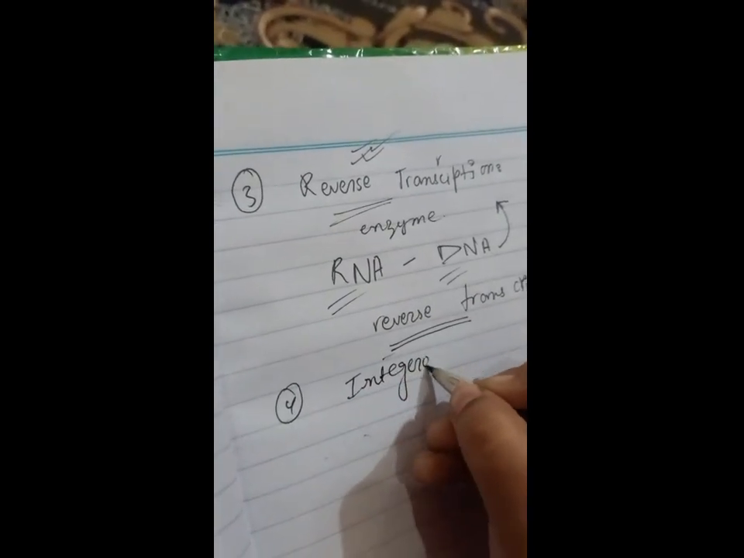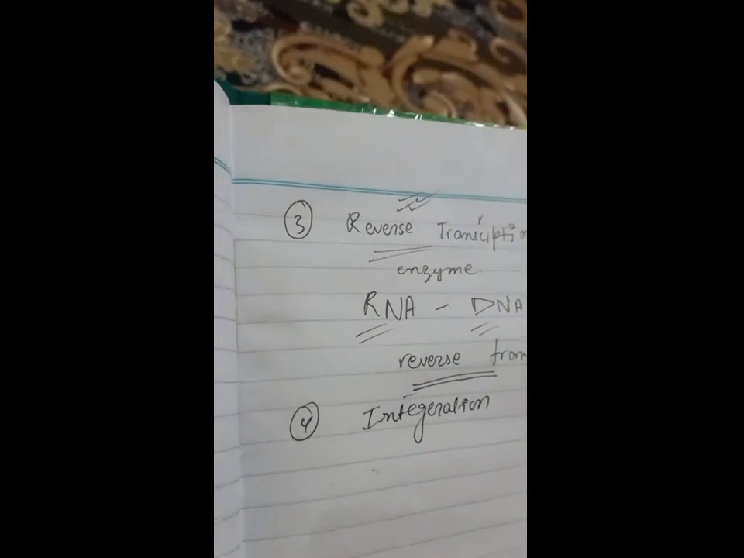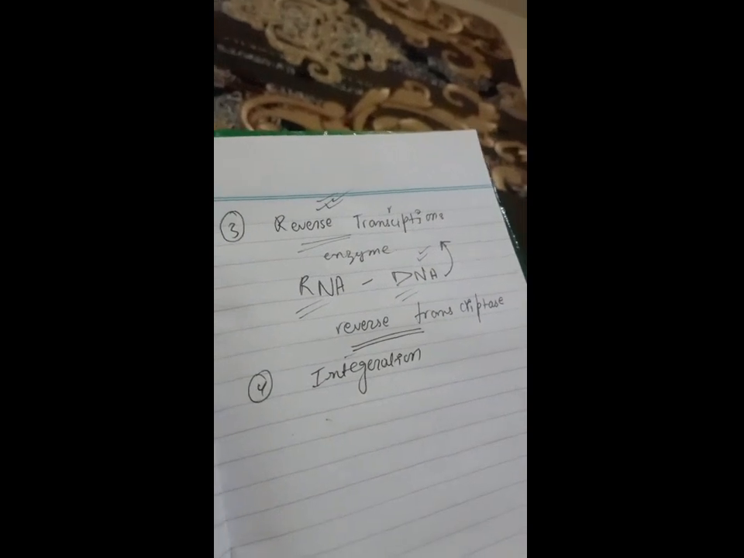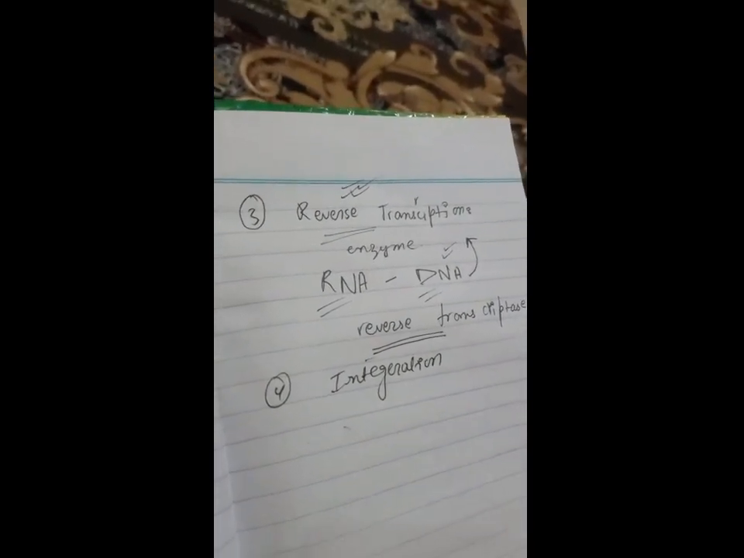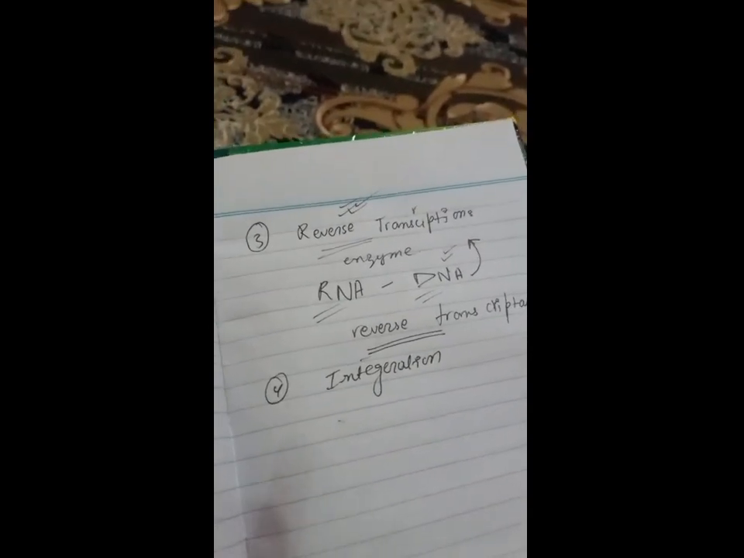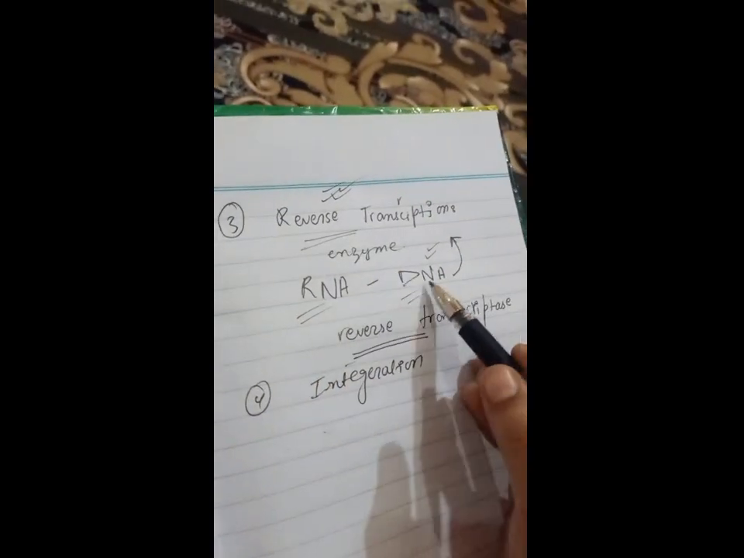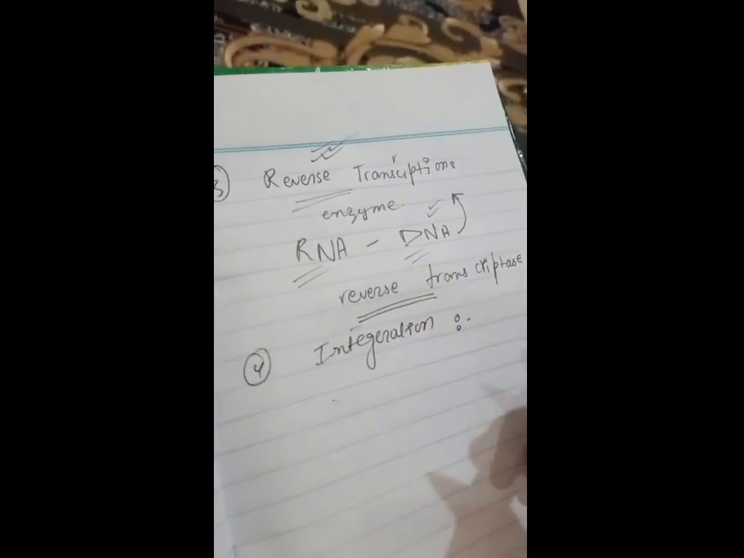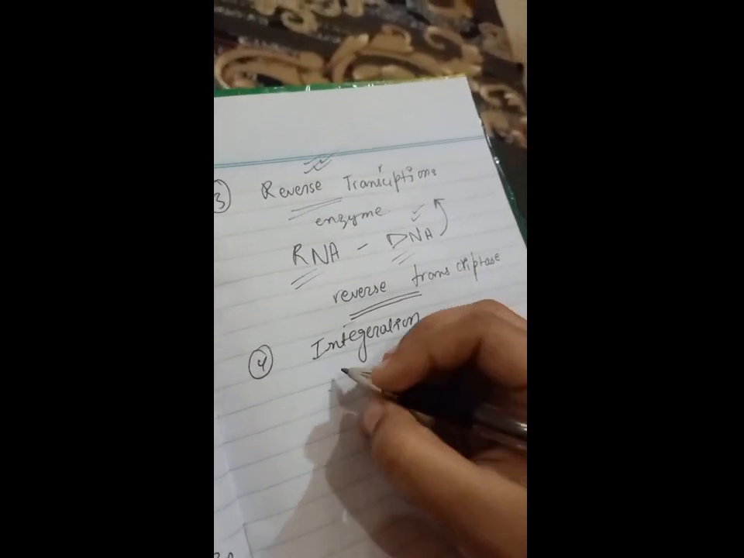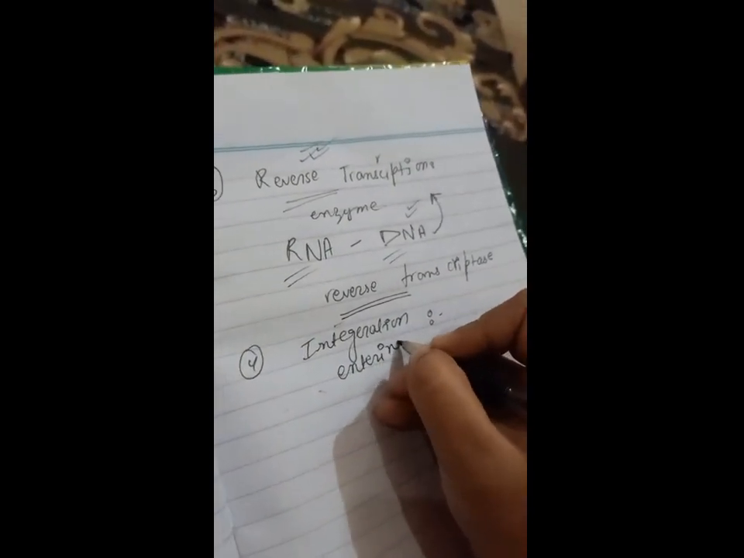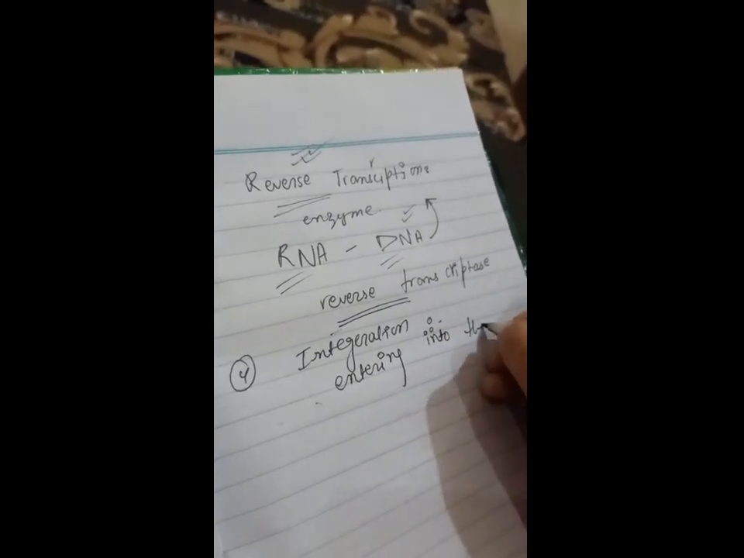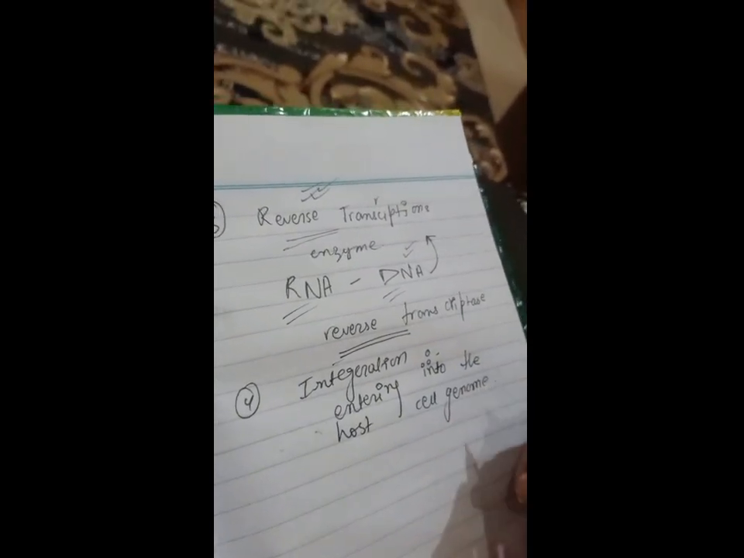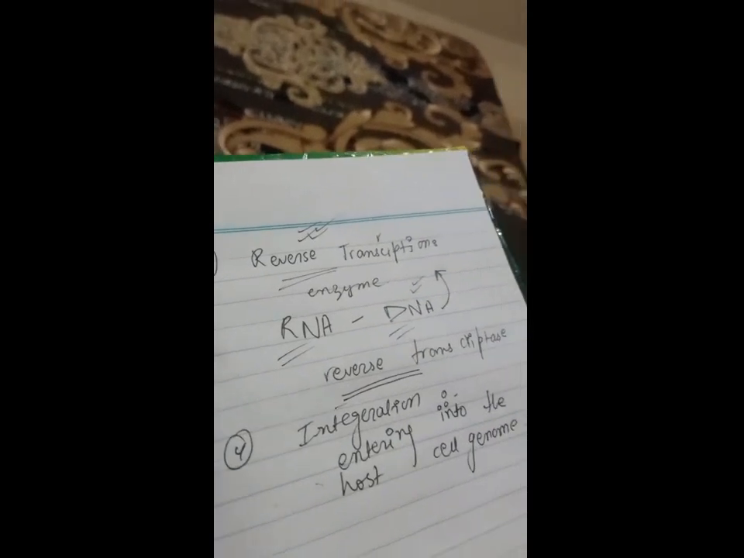Now what is integration? Integration means that the HIV now has DNA. So they are having the capsid, and they are having the genome which is DNA. Because the RNA is changed into the DNA, the DNA will now be entering into the host cell nucleus or host cell genome.